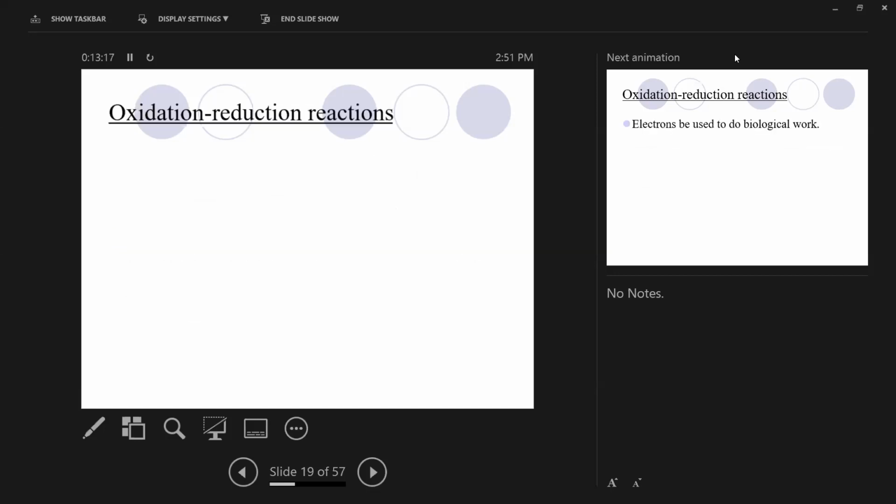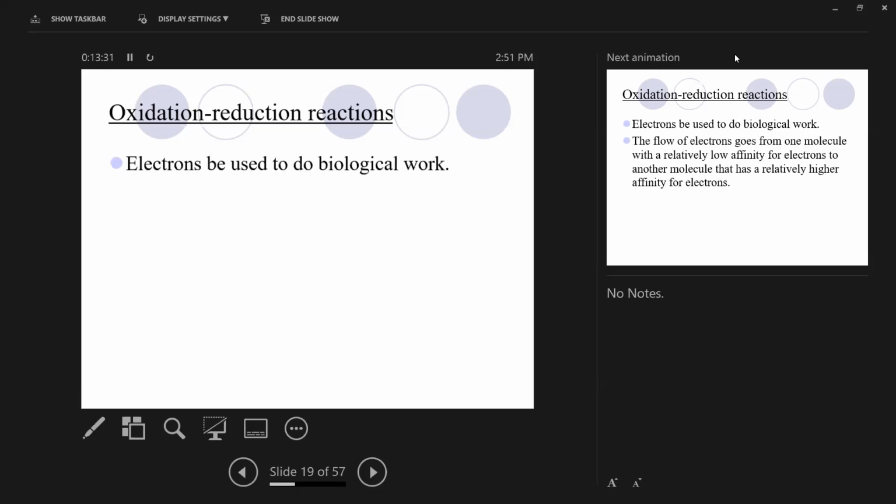Now we come to oxidation reduction reactions. The movement of electrons from one molecule to another is used a great deal in biological systems. So the transfer of electrons can do biological work.